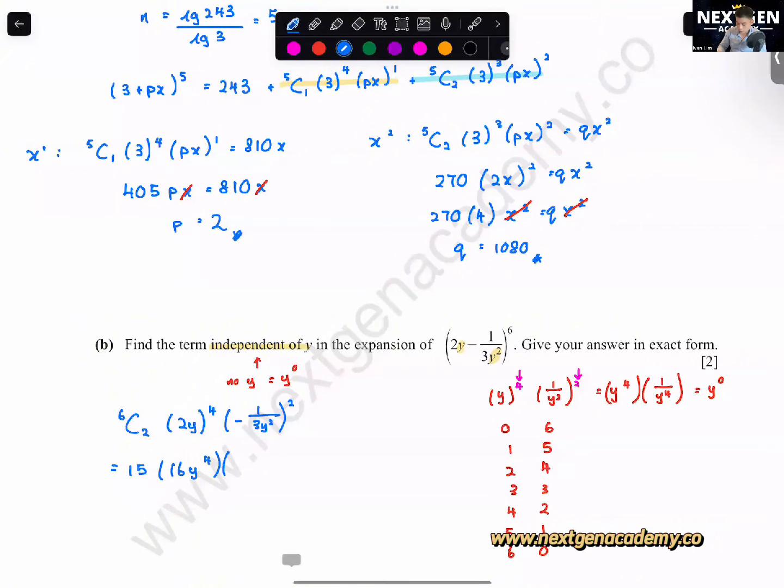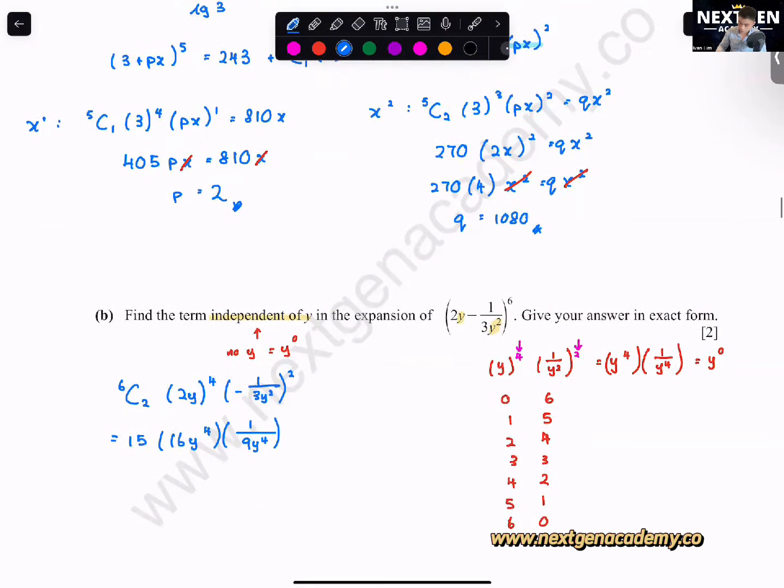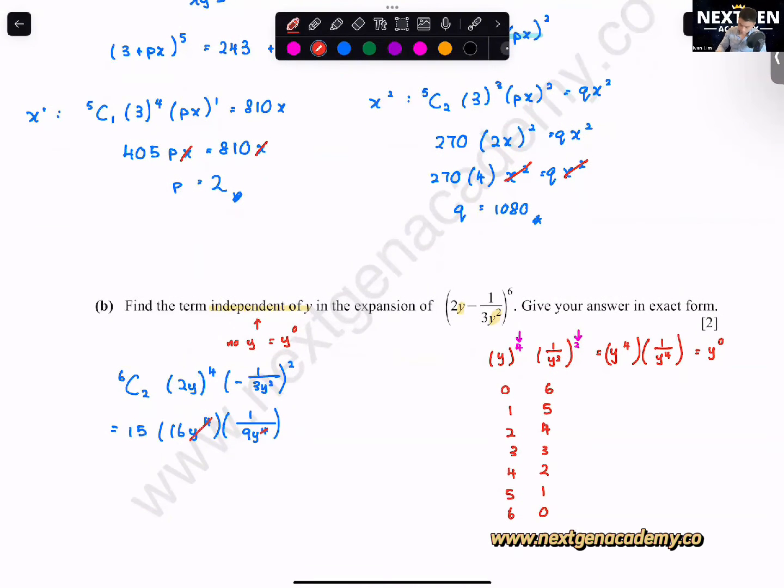16y power 4, negative, oops, sorry, no more negative. Negative square will become positive, right? 1 over 9y power 4. Okay, y power 4 will cancel off. So you just take these three values, 15 times 16 times 1 over 9, you get 80 over 3.